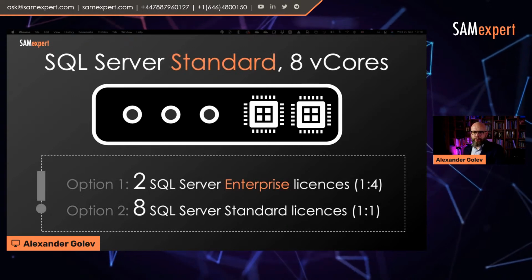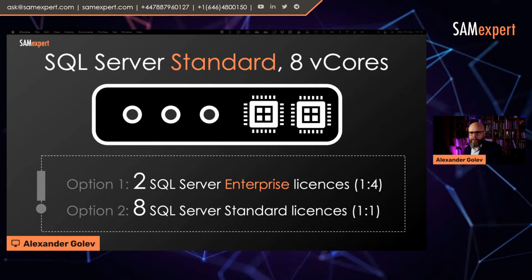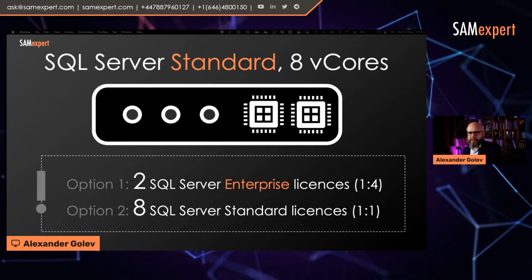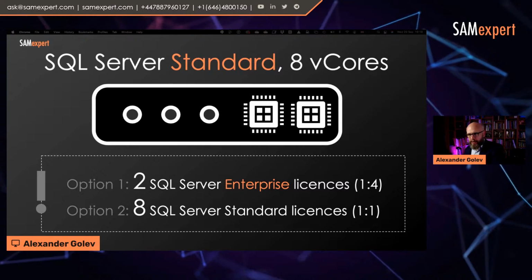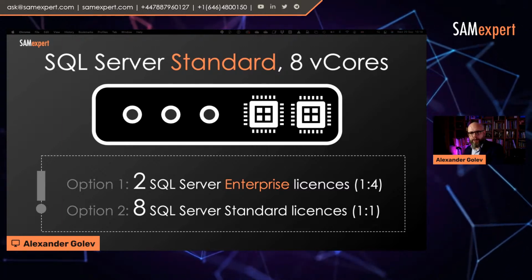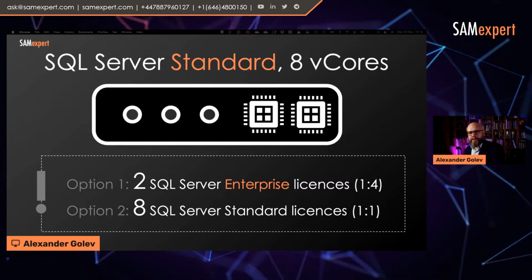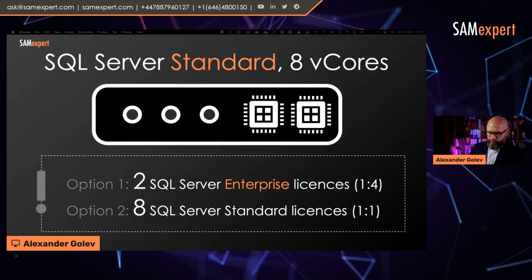With SQL Server Standard, it works backwards. So either you assign 1-to-1 standard licenses, or you assign enterprise licenses divided by 4. Which is actually, in this particular case, because of how they're priced, the enterprise license will be slightly cheaper. You're welcome.